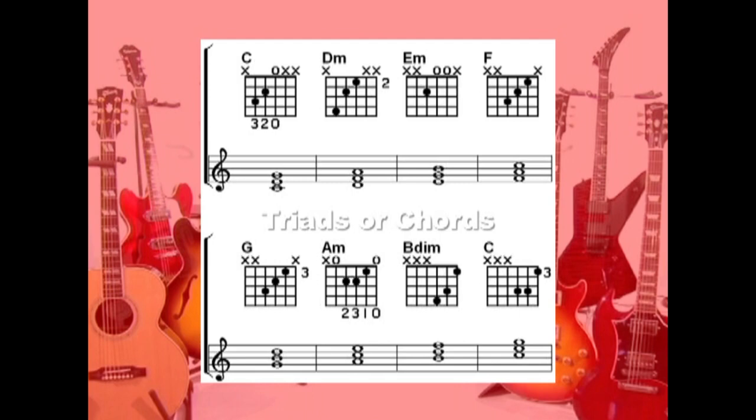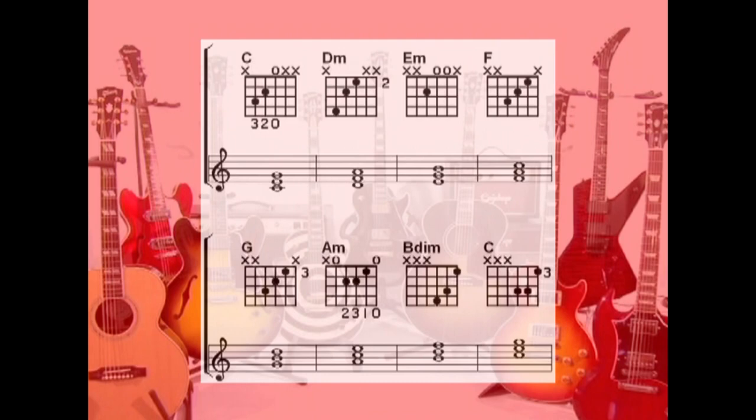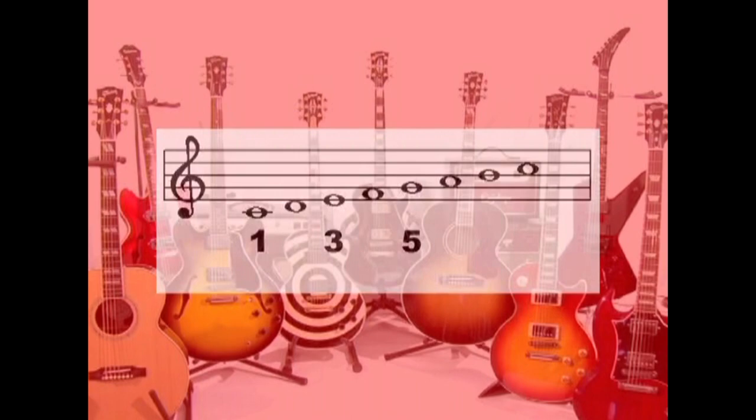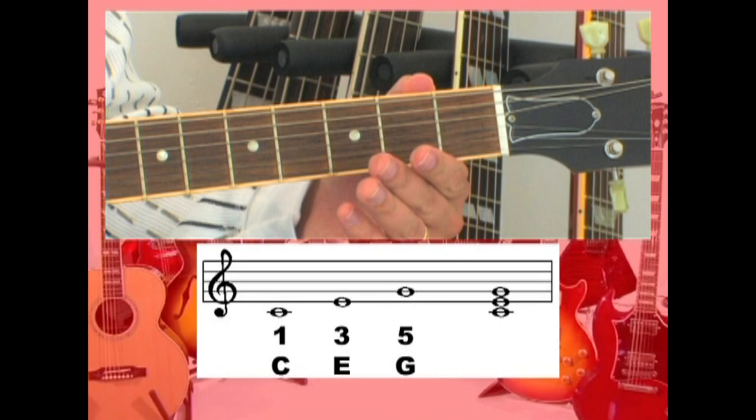A triad is a group of three notes played together. A chord is a group of three or more notes played together. So it is with triads that we begin our study of chords. A chord is made up of the first, third, and fifth interval. In the key of C, the notes C, E, and G make up a C chord.